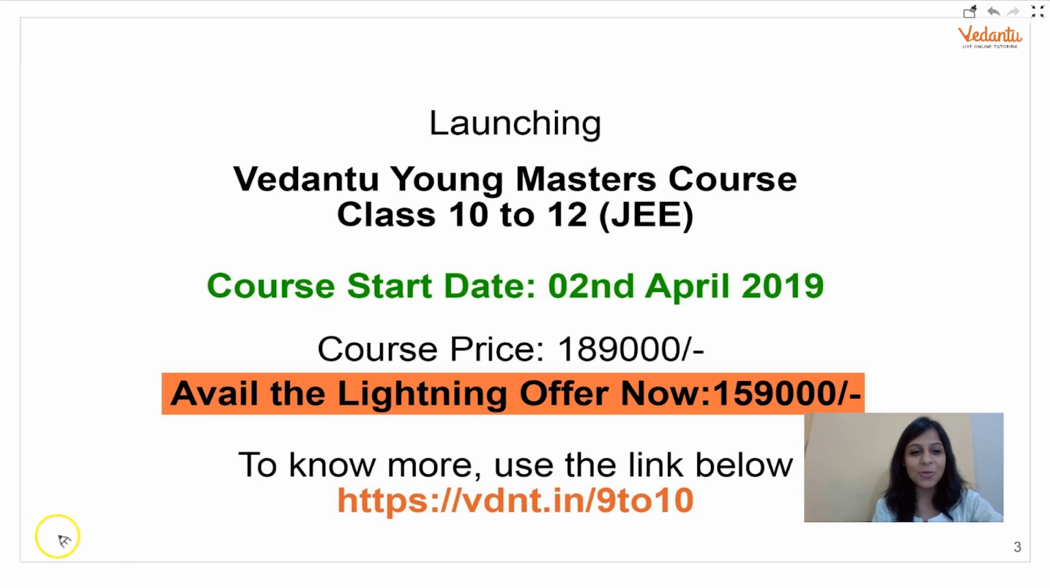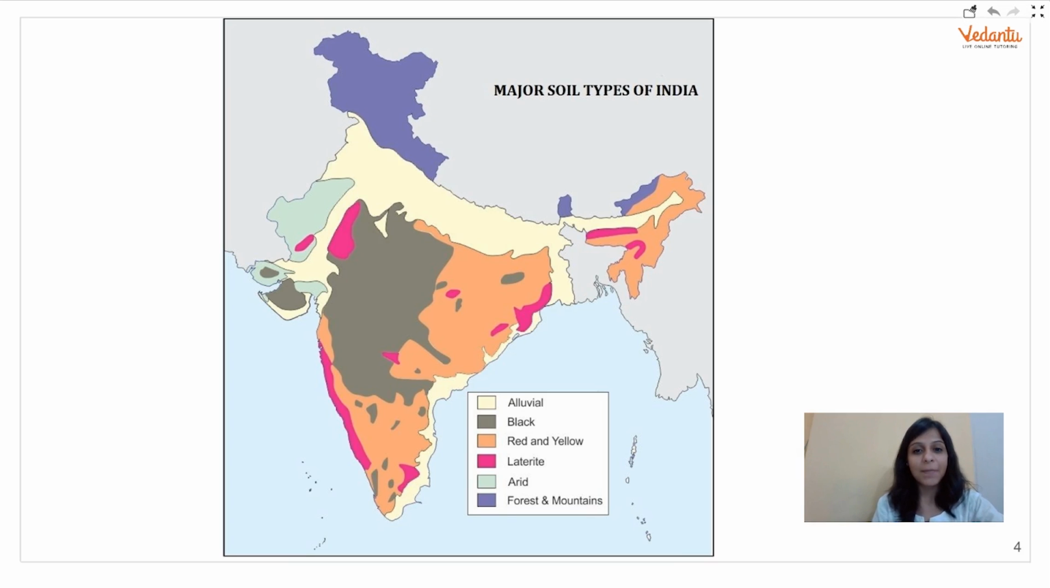Coming back to the map exercise. I have this soils map right here. I'm going to help you identify the major soil types in India. This is related to chapter 1. There are 6 major soil types. First is the alluvial, black, red and yellow, laterite, arid, and forest and mountain soils.